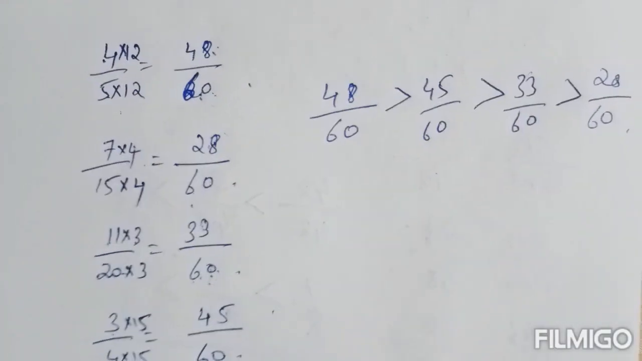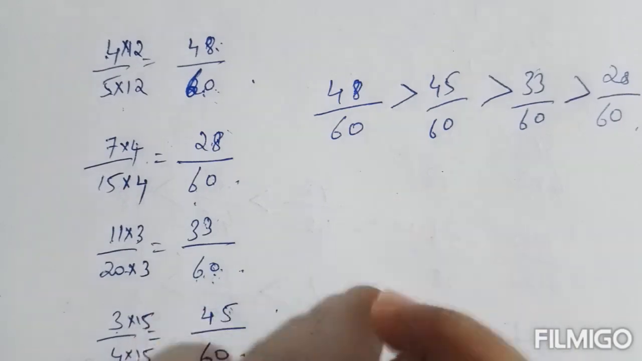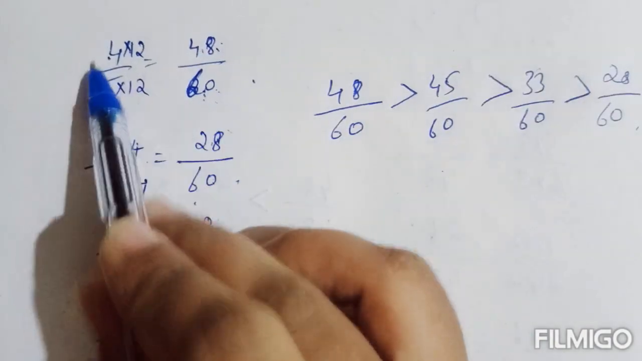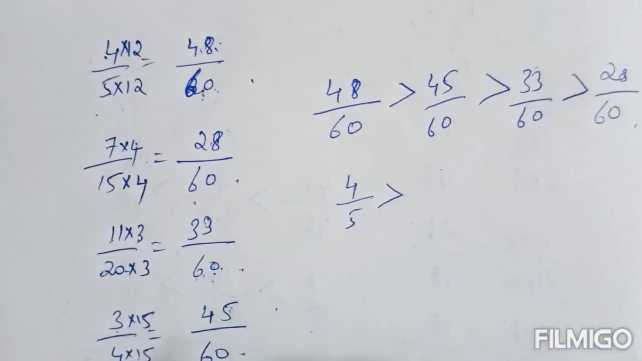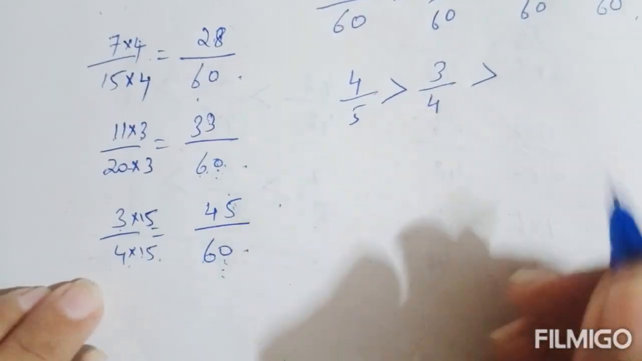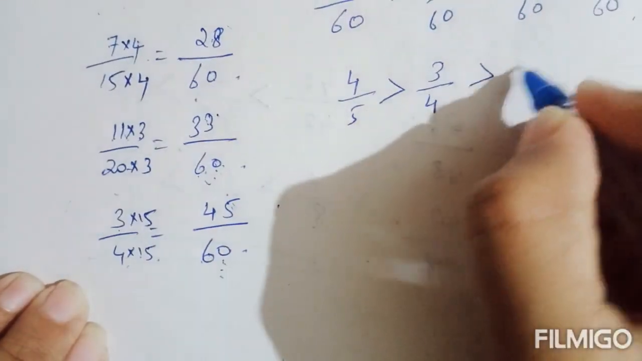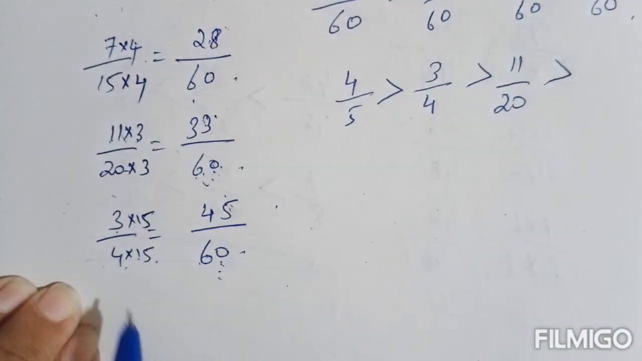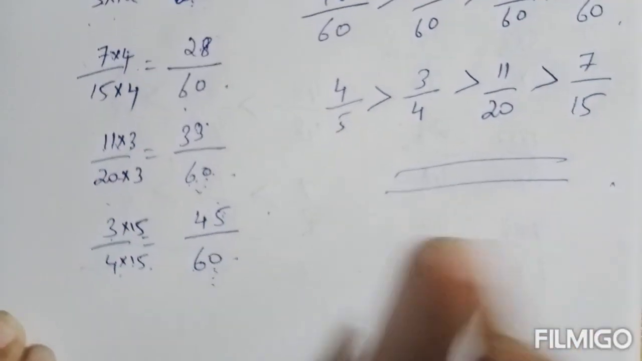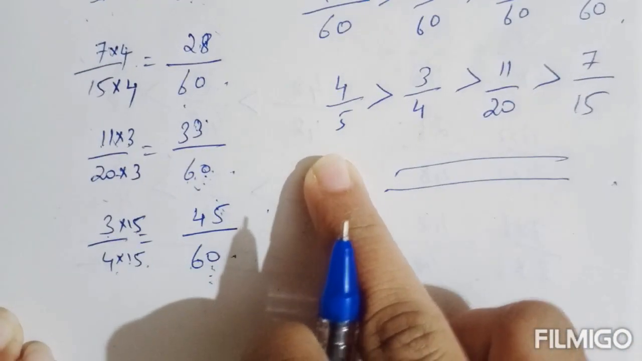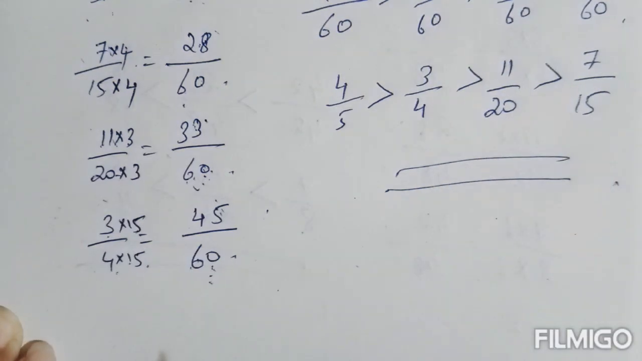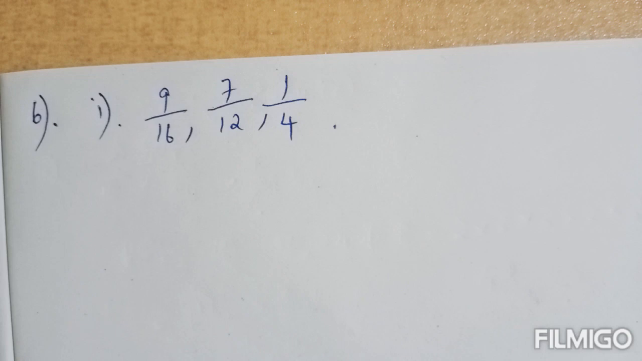Now you can resubstitute the original fractions given in the question. What will you get? In place of 48 by 60 you can substitute 4 by 5 greater than, 45 by 60 it is 3 by 4 greater than, 33 by 60 it is 11 by 20 greater than, and last 28 by 60 it is 7 by 15. So this is their descending order: 4 by 5 greater than, 3 by 4 greater than, 11 by 20 greater than, 7 by 15. The third one you can do as homework.